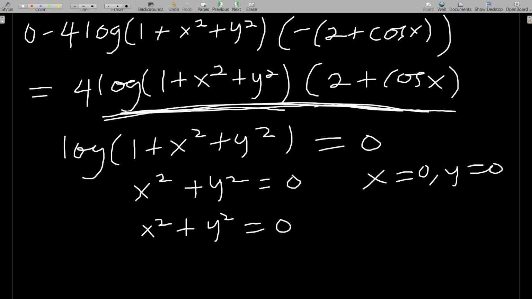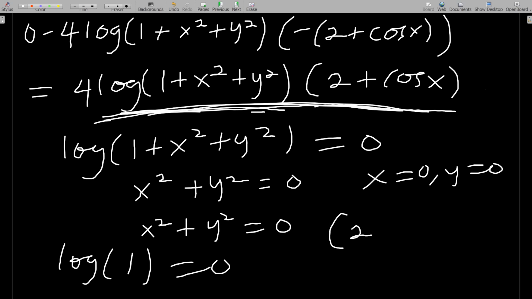Because x is equal to 0, y is equal to 0. And at that point, log of that will give us log 1 plus 0, which will be log 1, and that will be equal to 0. And when log of this is equal to 0, then 0 multiplying everything will be equal to 0, right? So at that point, we are saying x and y are 0, so the expression 2 plus cos x will be 2 plus cos of 0, and cos 0 is 1, that will be 3.